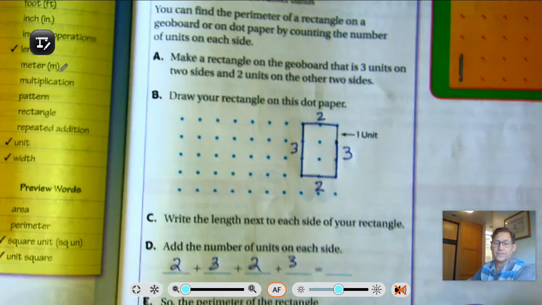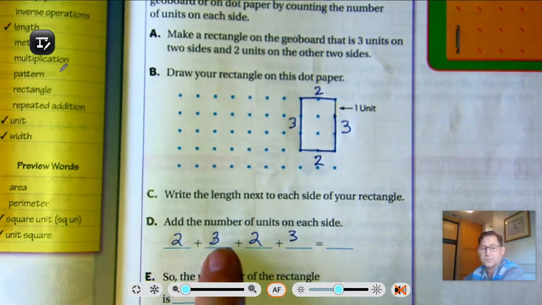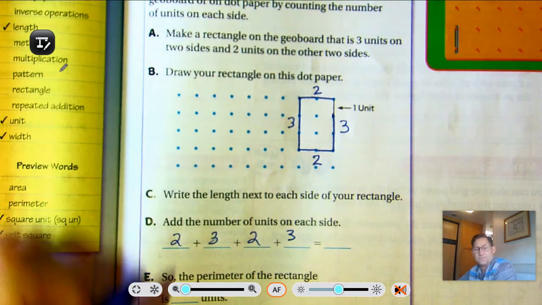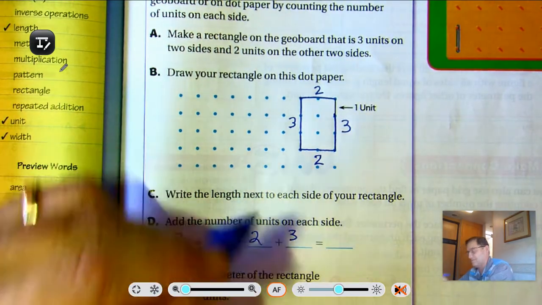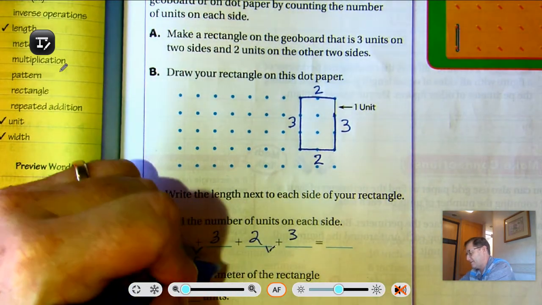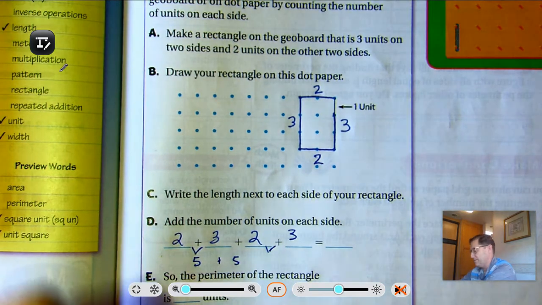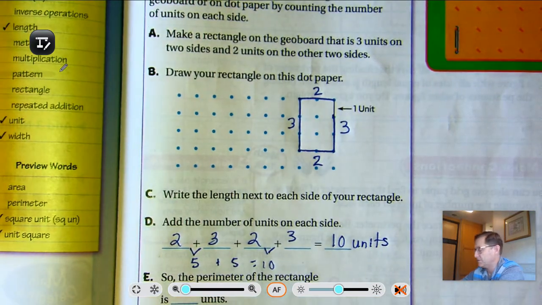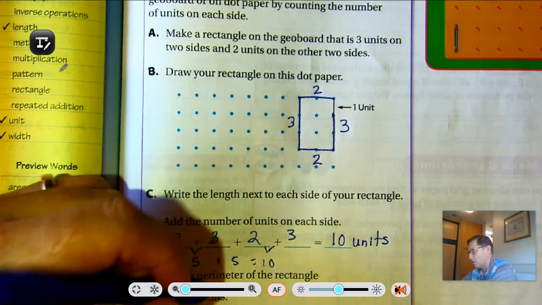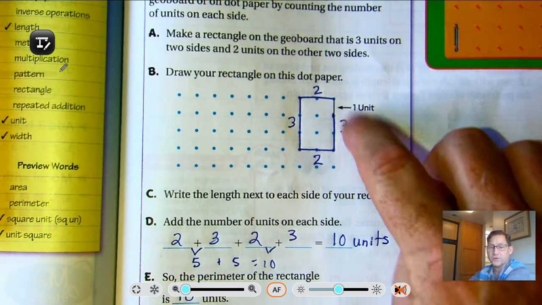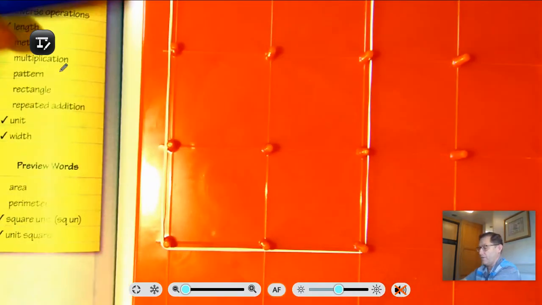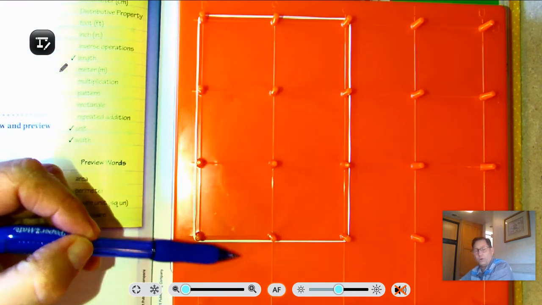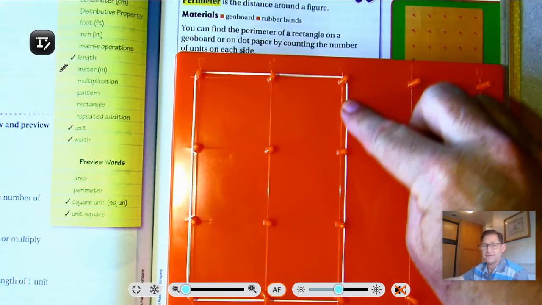Okay. So looking at our rectangle that we drew, we have 2 plus 3 plus 2 plus 3. And then you can combine add-ins to make it just a little easier to do. 2 plus 3, 5. And 2 plus 3, 5. And 5 and 5 is 10. So 10 units. So on the geoboard, there was 10 units. So remember, I counted all the way around. I walked around it. And then we can also do it just by putting the length of each side.